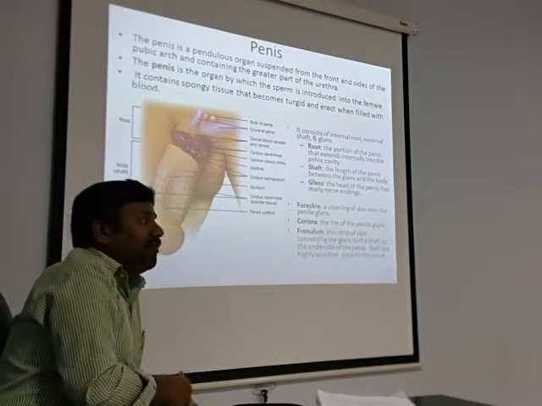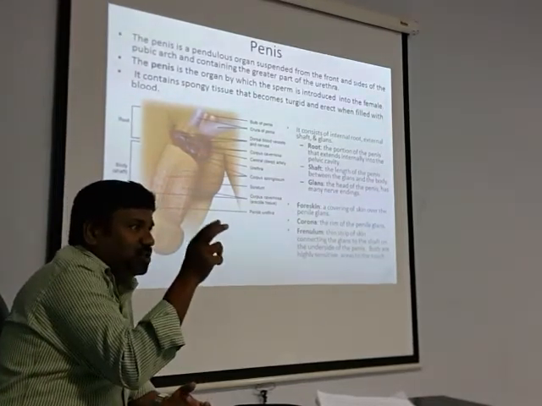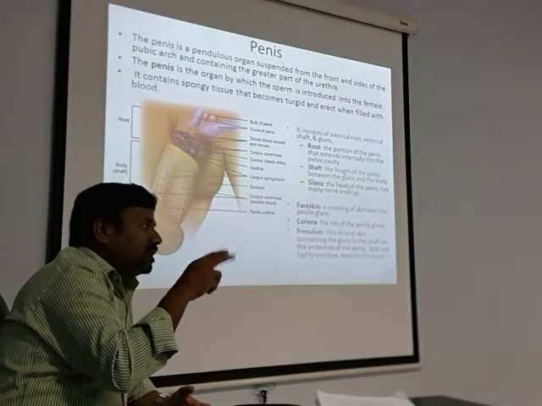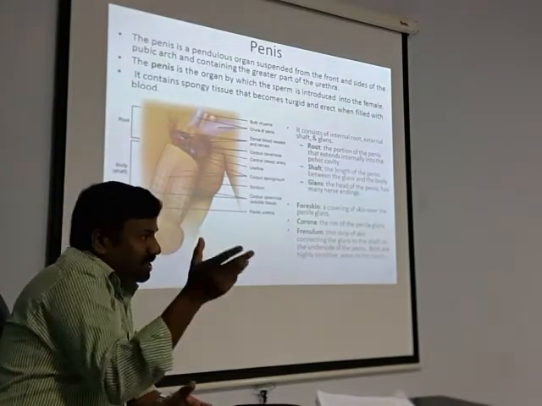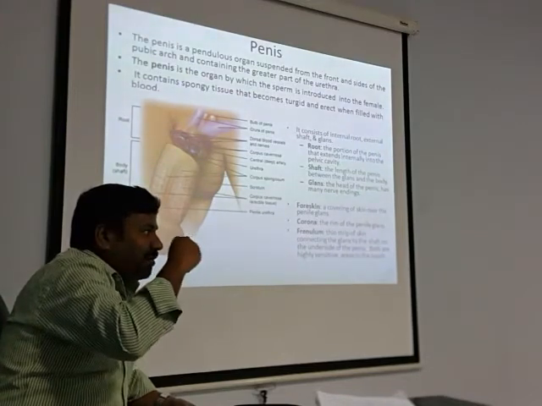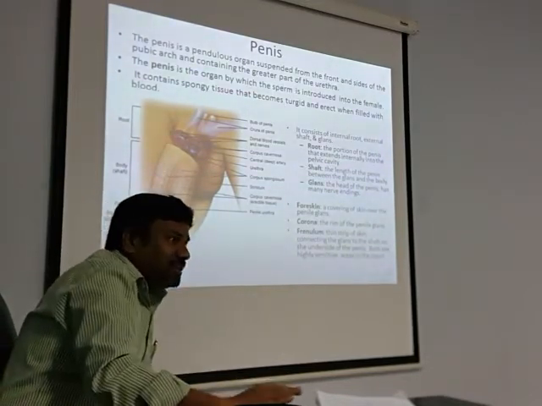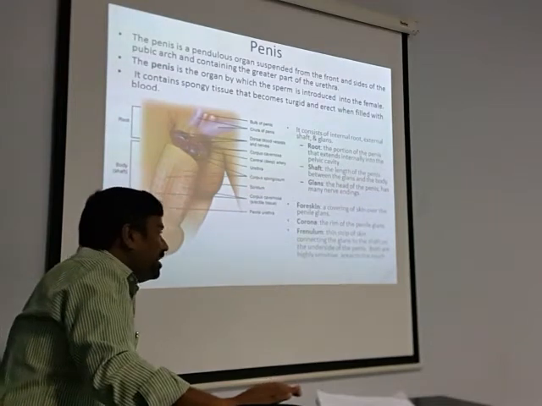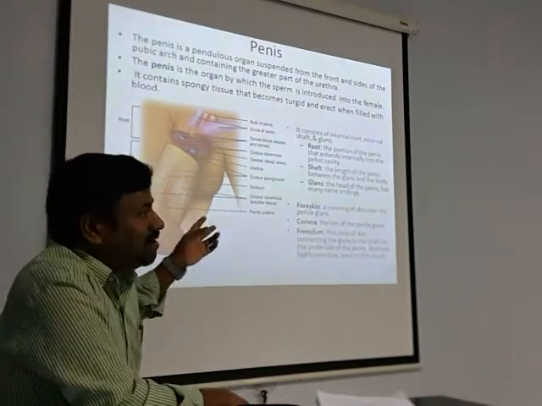Then you have the shaft. The length of the penis, which you see, is called the shaft of the penis. Okay? And then the glans. As I explained, when you retract the skin, the red part that you see, like the head of the penis, is called the glans penis. What is that? Glans penis. G-L-A-N.